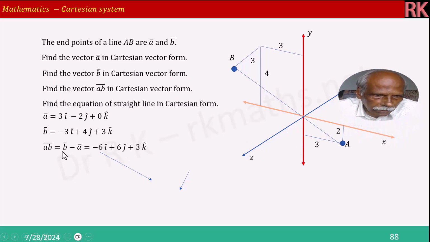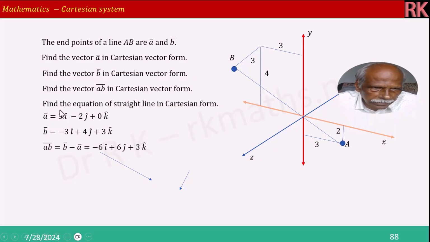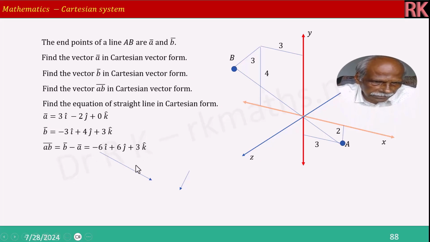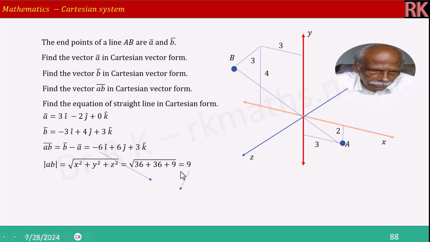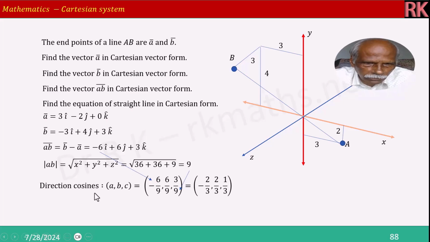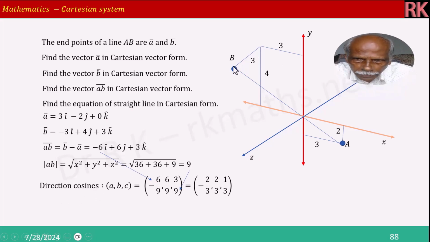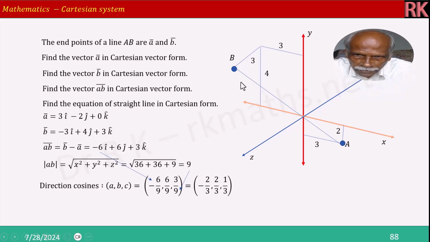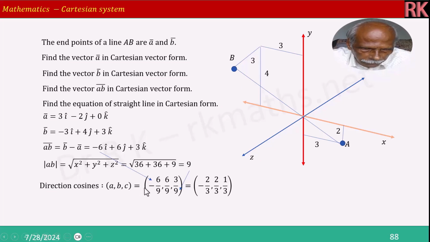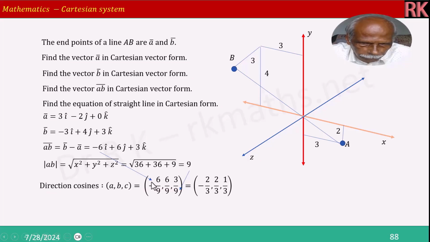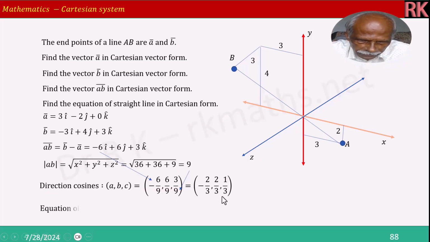And AB is given by B vector minus A vector. Simply, the calculations are very simple in this case. And modulus of AB is the root of x squared plus y squared plus z squared, you can get. And direction cosines you can obtain for this line, because it says which direction, the unit vector in this direction AB is minus 6 by the modulus of AB, minus 6 by 9, plus 6 by 9 and plus 3 by 9. Simplify, you get minus 2 by 3, 2 by 3 and 1 by 3. This is called direction cosines.